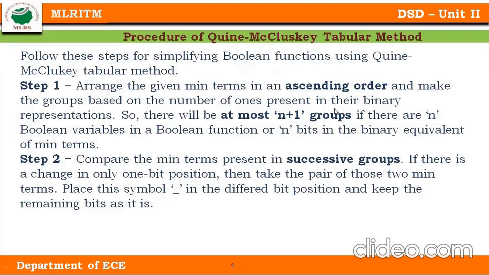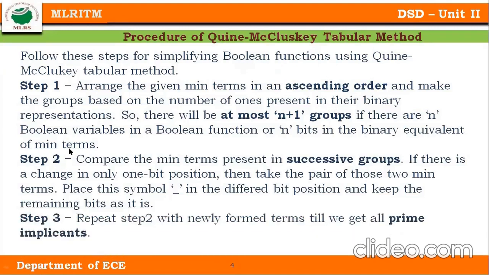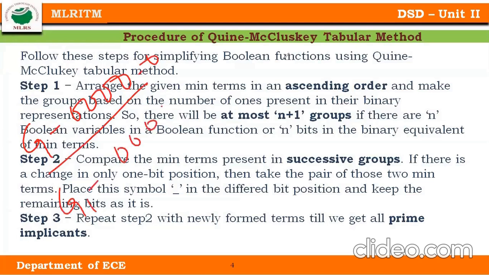Okay, leave it. Suppose I have a group 1 of 0 0 0 0, that is min term 0. Group 1 also has 0 0 0 1, that is 1, and 0 1 0 0, which is 4. Let's take also 1 0 0 0, that is 8. So this is group 2. Now what is the second step telling?